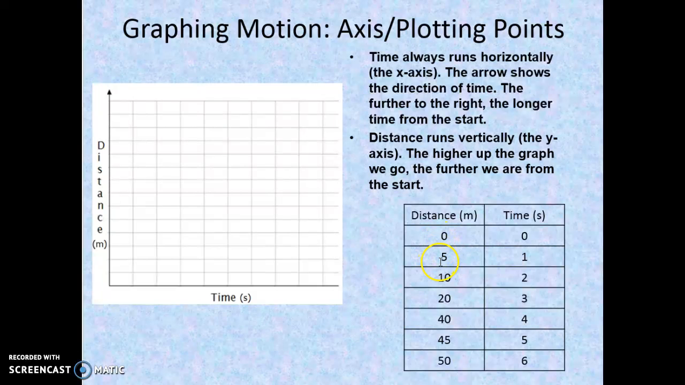So from 0 to 1 seconds, this person or object moved a total of 5 meters. From 1 to 2 seconds, again, it increased its distance that it moved by another 5 meters. But then there was a change.